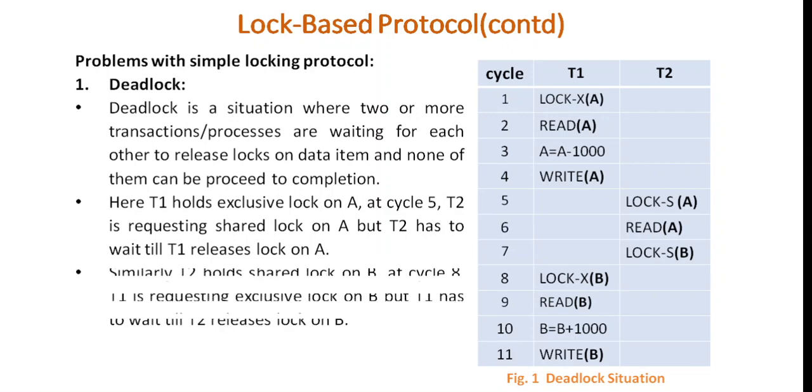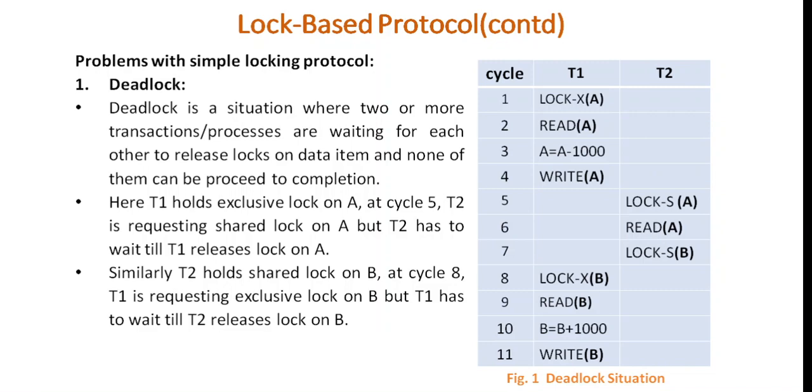Okay, similarly T2 is holding a shared type of lock on data item B. Okay, and at time cycle 8 T1 is requesting an exclusive type of lock on the same data item, that is B. Since T2 is holding a shared type of lock on data item B, now T1 has to wait for T2 to release the lock. Okay, so in this situation neither T1 nor T2 can proceed with the transaction, because T1 is waiting for an exclusive lock on B, but B is locked by T2, and T2 is waiting for a shared lock on data item A, but A is locked by T1.